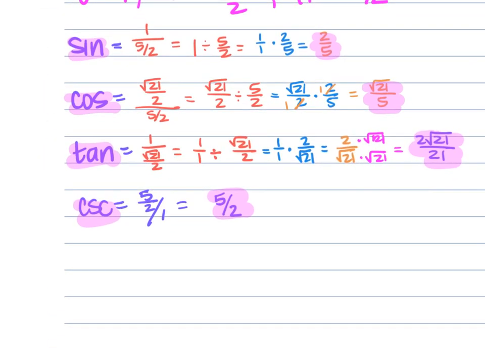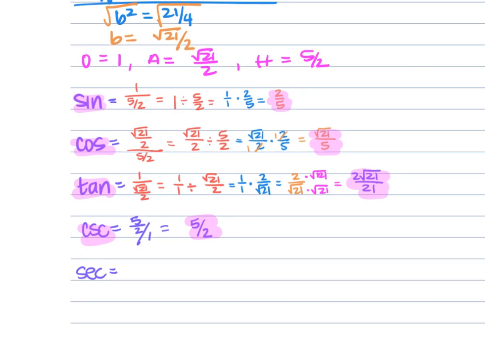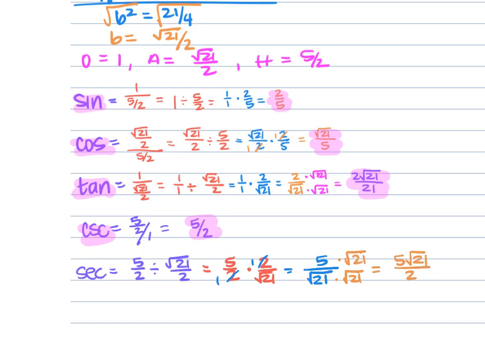For the reciprocal of cosine, it's secant. So that's hypotenuse over adjacent. So it's going to be 5 over 2 divided by the square root of 21 over 2. So keep, change, flip. It's 5 over 2 times 2 over the square root of 21. The 2's simplify to become 1s, and we're going to be left with 5 over the square root of 21. We rationalize that denominator by multiplying the top and bottom by the square root of 21, and we're left with 5 square root of 21 over 21.